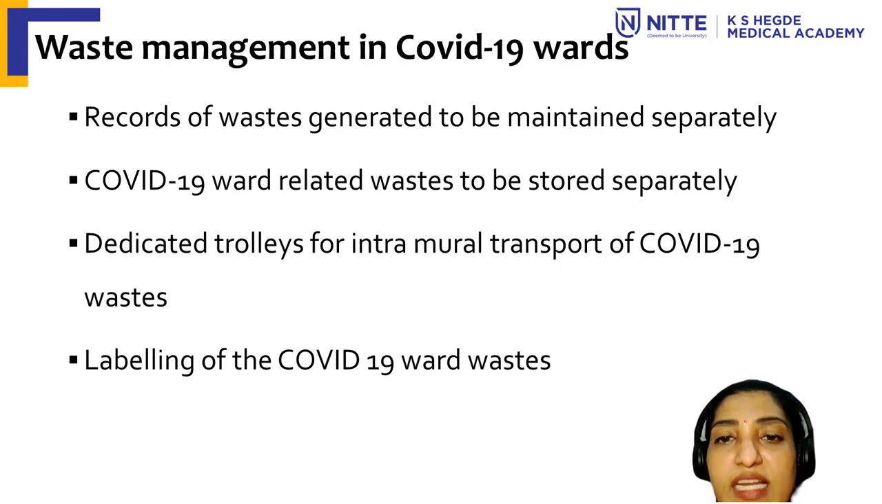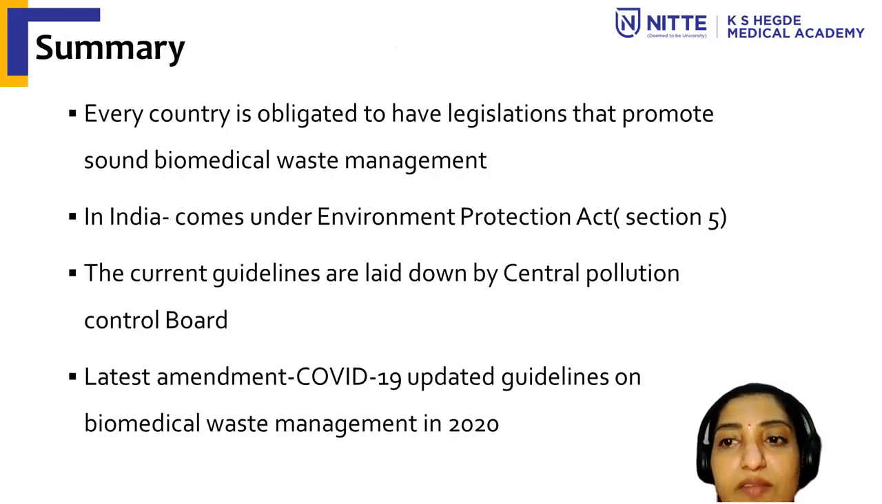As per the 2019 amendment of these 2016 rules, records of waste generated from the COVID-19 wards, related to COVID-19, have to be maintained separately and should be stored separately. For transport of waste, we should use dedicated trolleys intramurally, and they need to be labeled as COVID-19 ward related wastes.